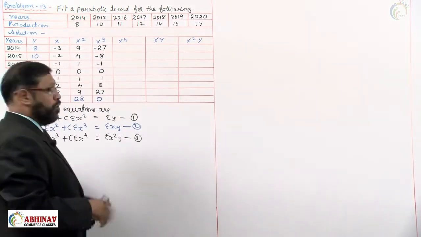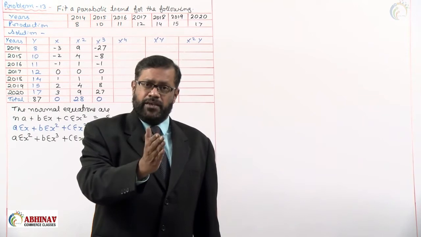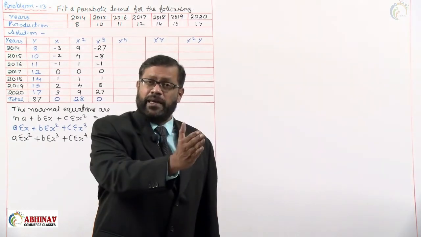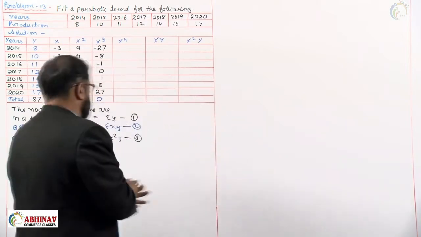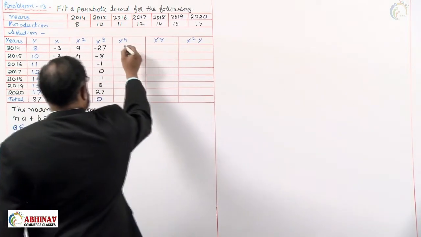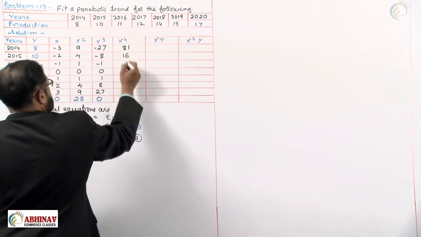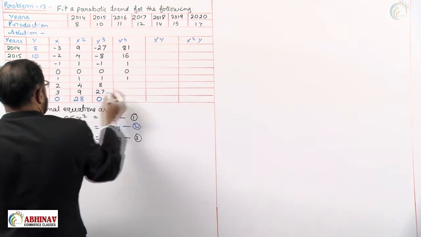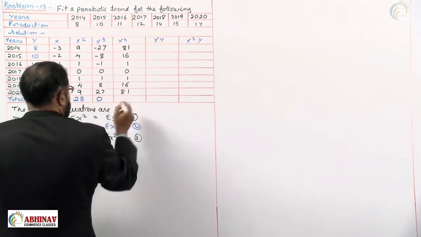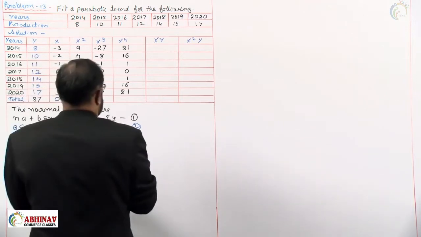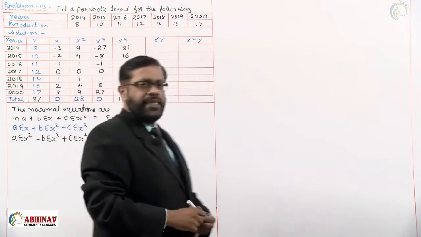Now x raised to 4. Minus 3, you have to multiply 4 times. Minus 3 into minus 3 is plus 9, into minus 3, what you get is minus 27, into minus 3, what you get is 81. Plus 81. Then 2 multiplied 4 times, 16, then 1, then 0, then 1. Again 2 will be 16 and 3 will be 81. When you total this, x raised to 4, what we get is 196.